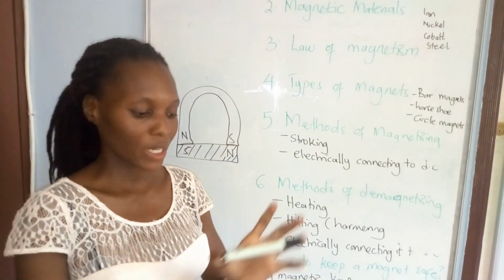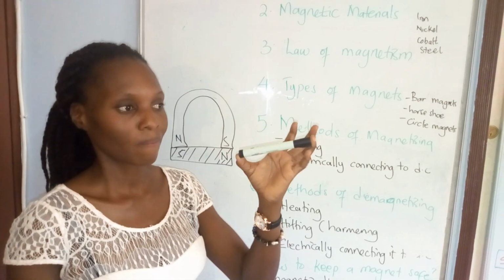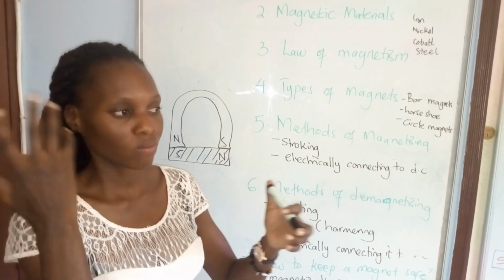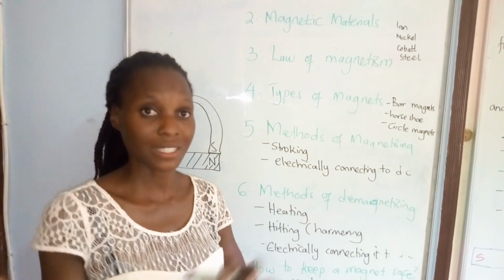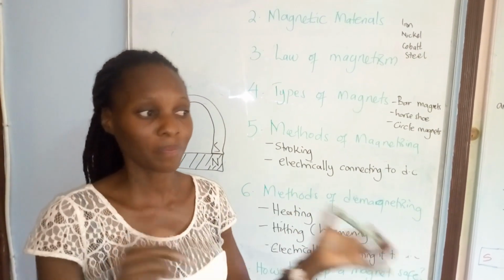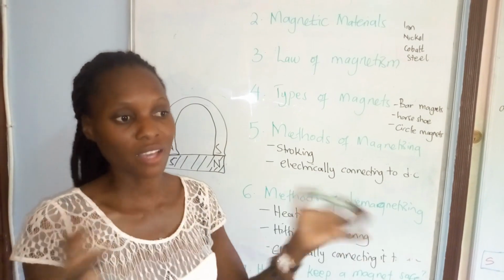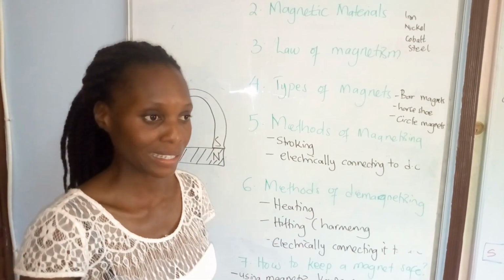You can also connect it electrically to AC, alternating current. The current does not flow in one direction; it moves back and forth at a high frequency, and as it does that back and forth, it will be disorganizing the dipoles, thereby demagnetizing it.